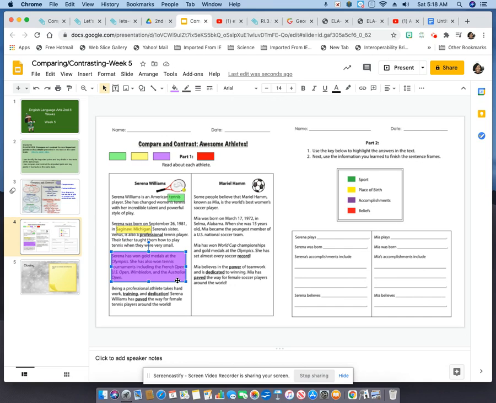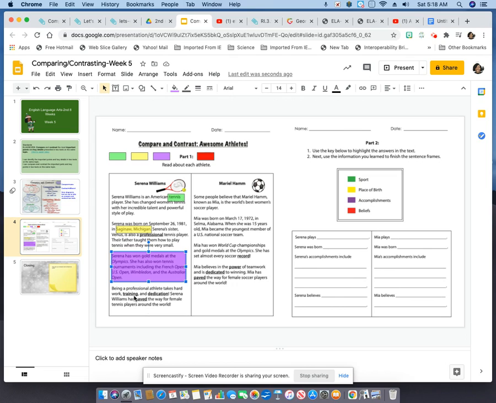Now in red, we're going to highlight the beliefs. What did she believe to be true? What did she value in life? Being a professional athlete takes hard work, training, and dedication. Serena Williams has paved the way for female tennis players around the world. That word paved means she set the standard.